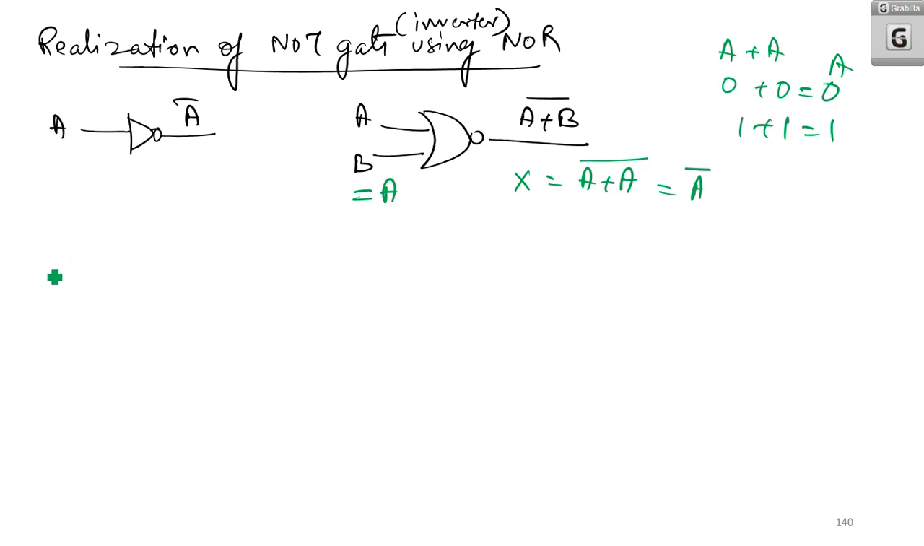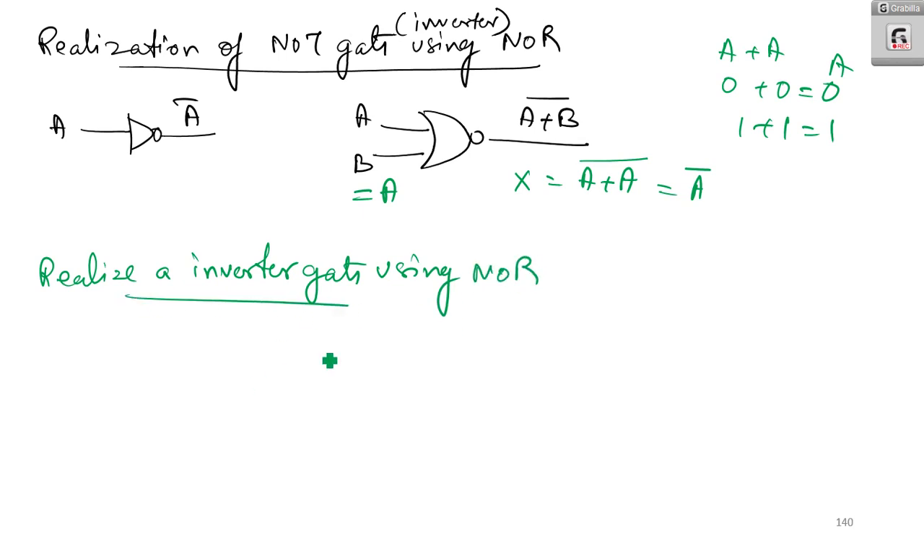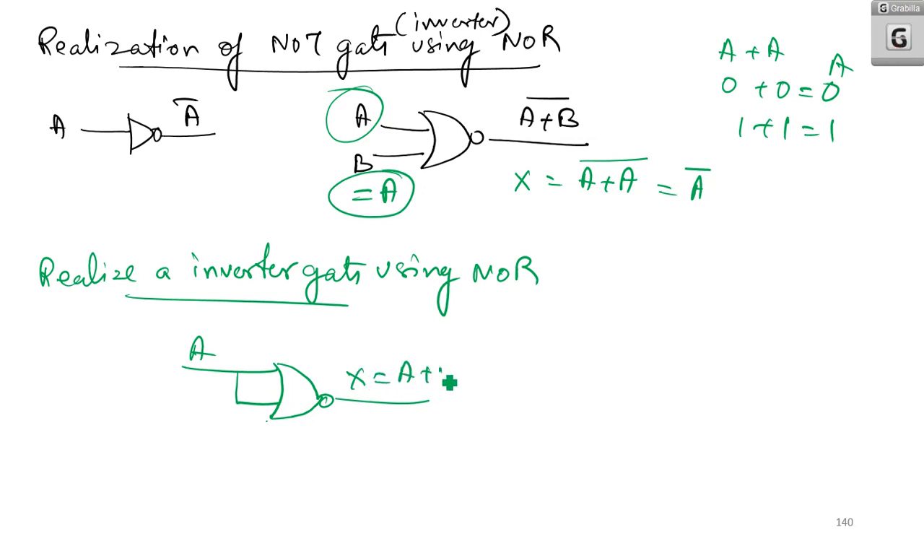Therefore, how do you realize an inverter gate or NOT gate using NOR gate? Here you are having two inputs, A and the second input is also A. So you can realize this by taking A and shorting the two inputs of the NOR. So you will get S is equal to (A or A) the whole bar, that is equal to A bar. That is how we are realizing an inverter gate or NOT gate using NOR gate.